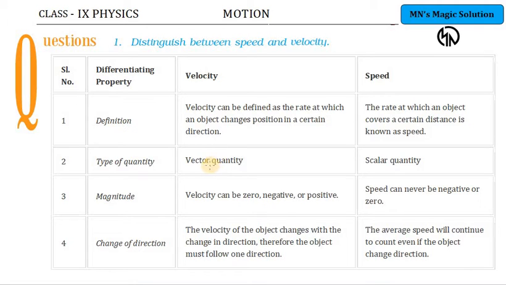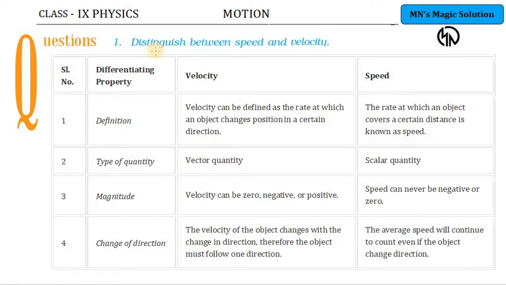Hi students, in our previous session we discussed uniform and non-uniform motion. Along with that we discussed average speed and average velocity concepts. So this is the set of intext questions which follows those concepts.